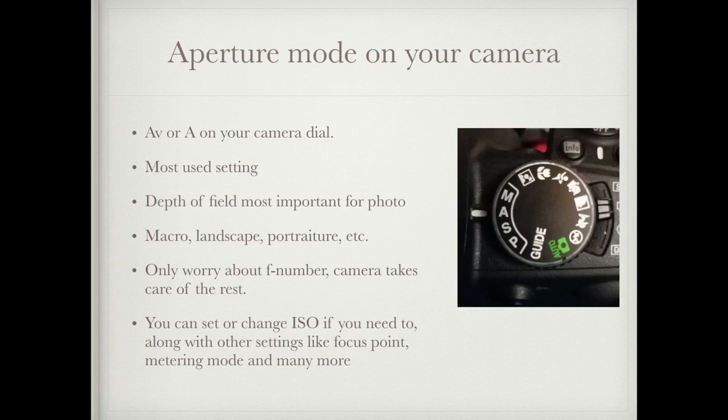So for your exposure, it will set the shutter speed for you. But at the same time, it will also still give you the ability to change your ISO if you've got low lighting conditions and you need a little bit of extra light for your situation. You can still set things like your ISO, your focus point, your metering mode, and all that you can set manually, which makes aperture mode a very versatile setting on your camera.